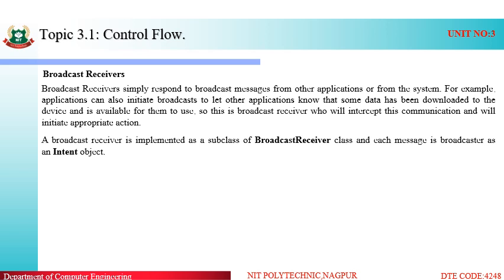A simple example of a broadcast receiver is when we are using any Android application and a message comes to our mobile, the notification screen appears. If a WhatsApp message comes, a WhatsApp notification appears. So these are the different activities performed by the broadcast receiver. A broadcast receiver is implemented as a subclass of the BroadcastReceiver class, and each message is broadcast as an intent object.